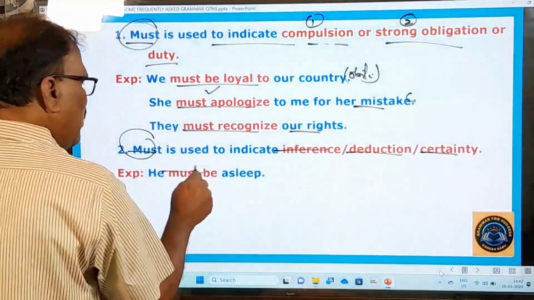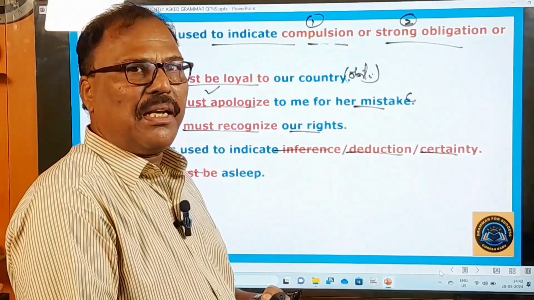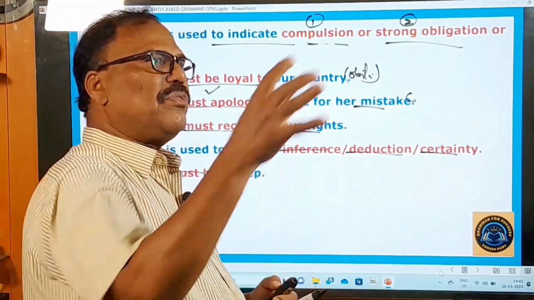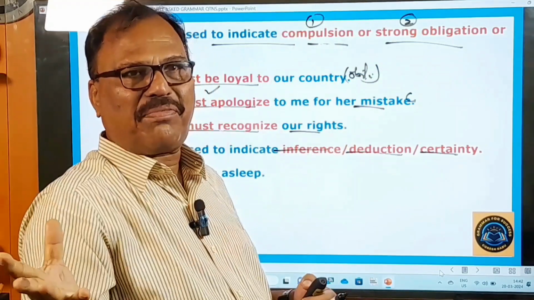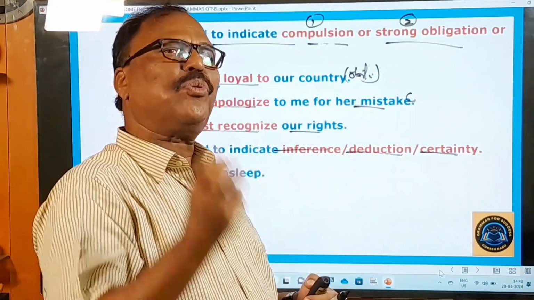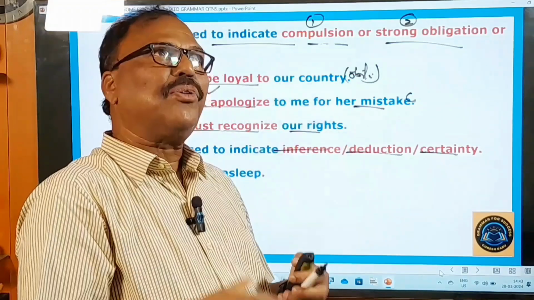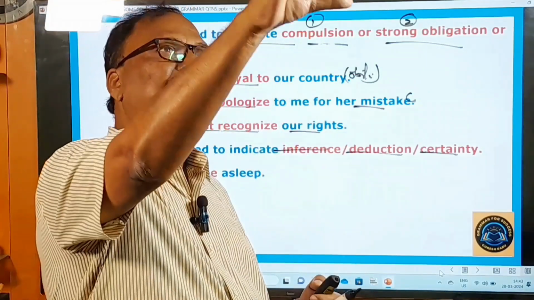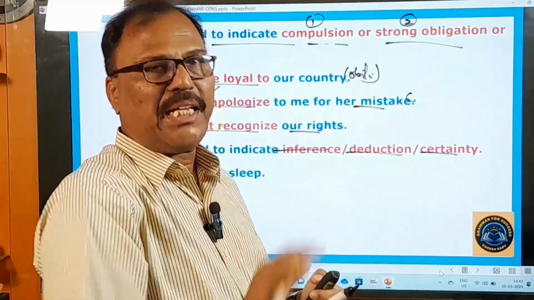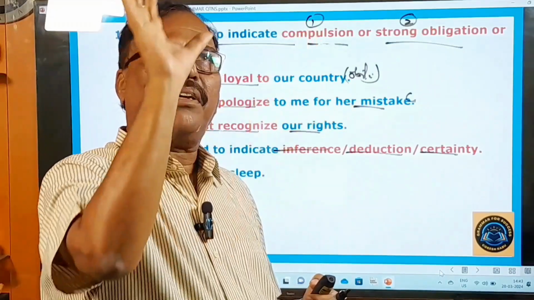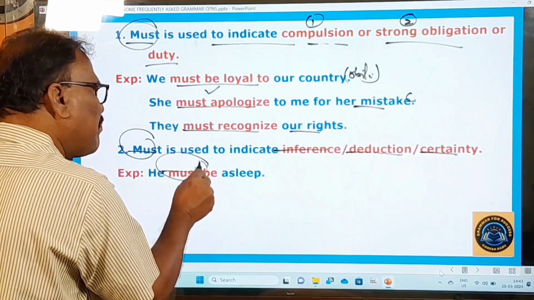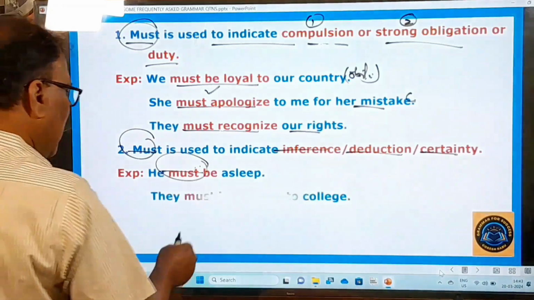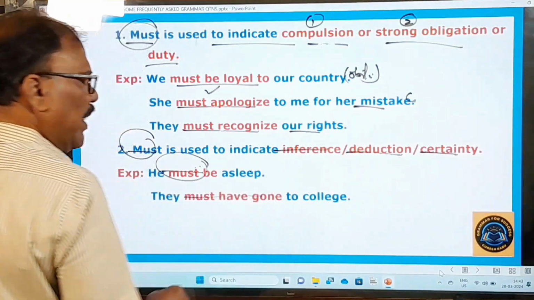Right. And let us look at that here. He must be asleep. Suppose at 11 o'clock night you went to your friend's house and the lights in his room were switched off. Then what do you infer? What do you deduce? You deduce that your friend must be asleep. You infer that your friend must be asleep. That's why it's he must be asleep. It's inference.